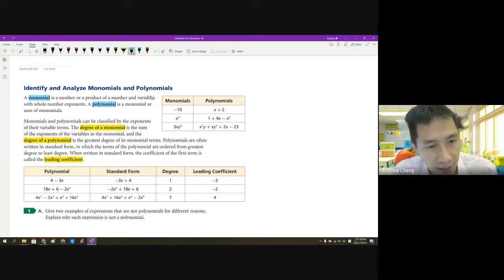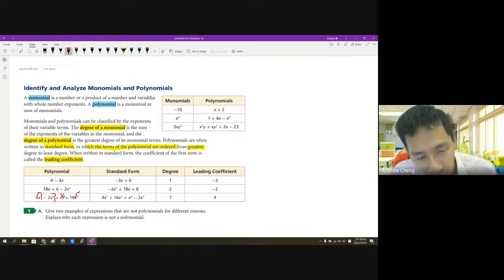All right. And then what is standard form? Standard form is the form in which the terms of a polynomial are ordered from greatest degree to least degree. So this is not standard form because you see the power is 7, 3, decreasing, and then 4, 5, increasing again. No, we only want decreasing powers. So this is standard form because the powers go 7, 5, 4, 3, decreasing.